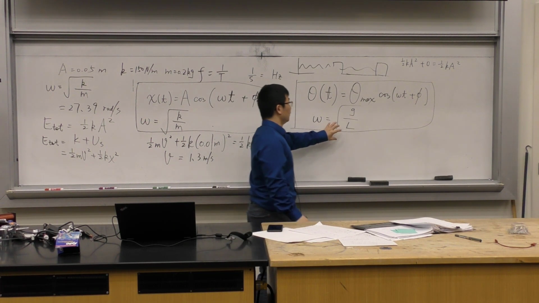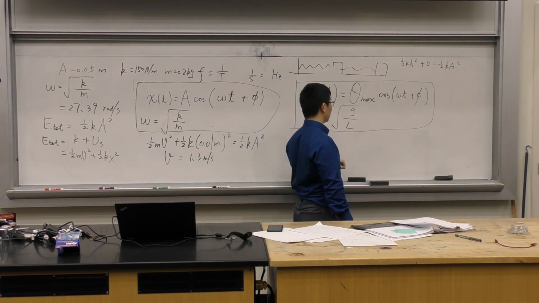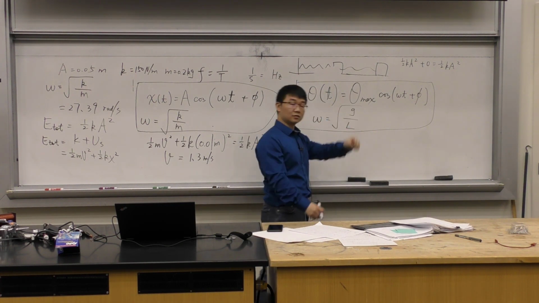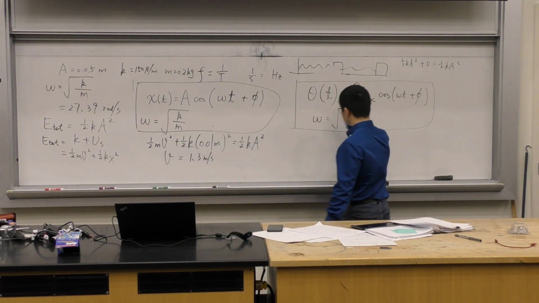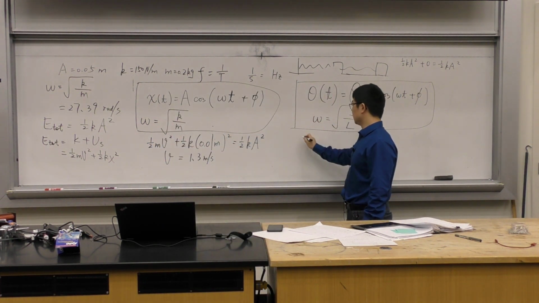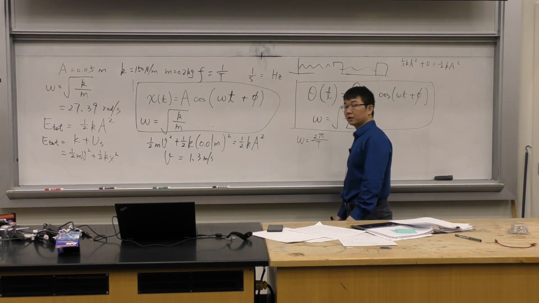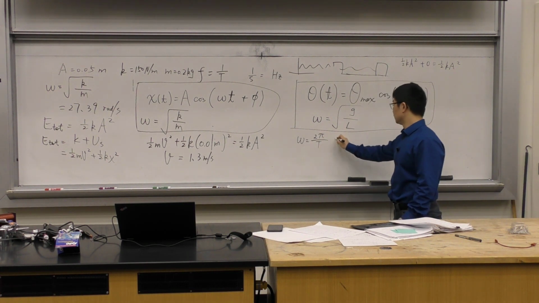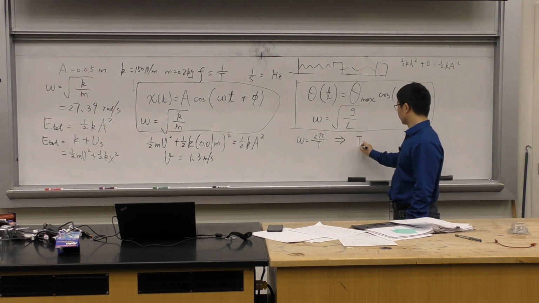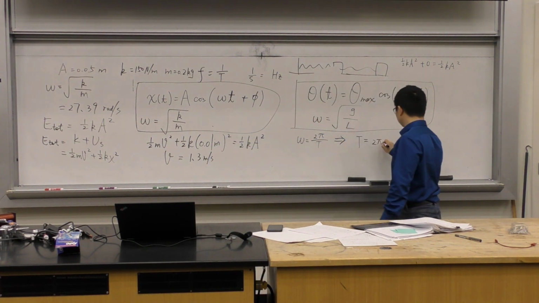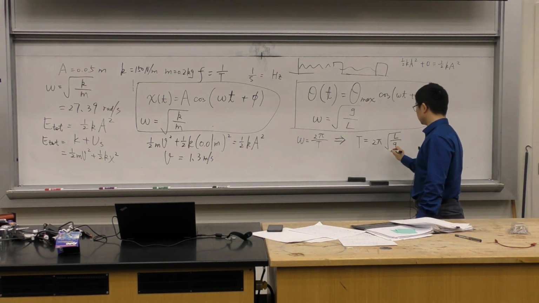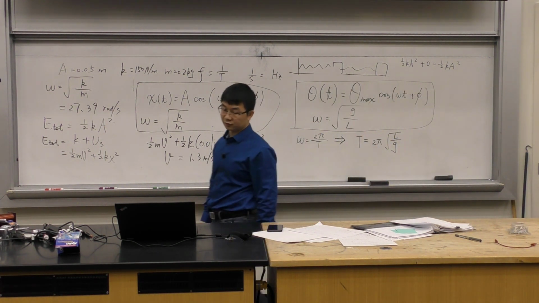Now the omega, again, you can derive that, but we're not going to derive it. This little g is just the free fall acceleration, and this is the length of the pendulum. If you make use of the relation between the period and angular velocity, you can derive this: T is equal to 2 pi square root L over g. And of course, you can take the inverse to get the frequency.